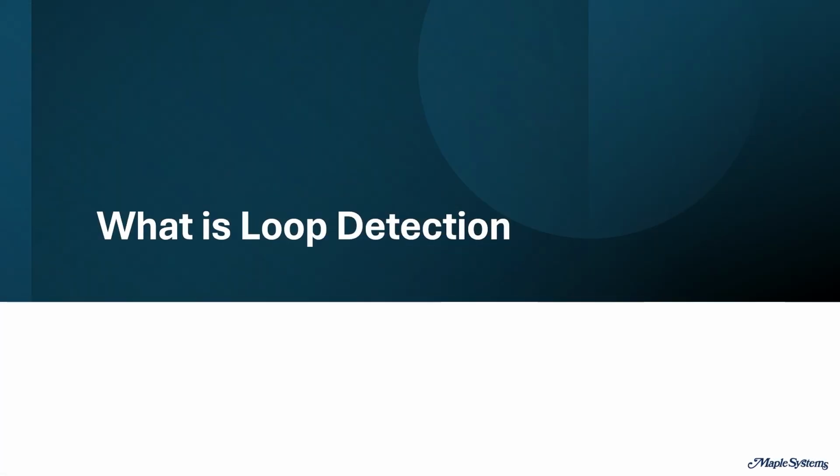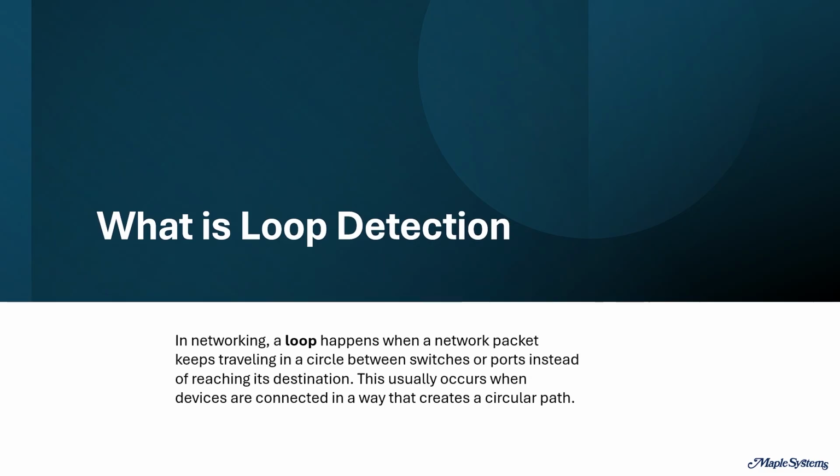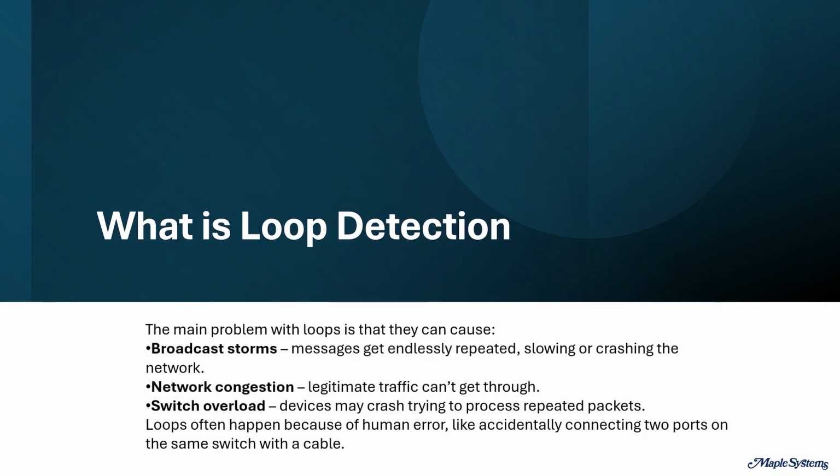First, you will need to understand what loop detection is and what it does for your network. In networking, a loop happens when a network packet keeps traveling in a circle between switches or ports instead of reaching its destination. This usually occurs when devices are connected in a way that creates a circular path. The main problem with loops is that they cause broadcast storms, where messages get endlessly repeated, slowing or crashing the network. Congestion means legitimate traffic can't get through, and switch overload means devices may crash trying to process repeated packets. Loops often happen because of human error, like accidentally connecting two ports on the same switch with a cable.